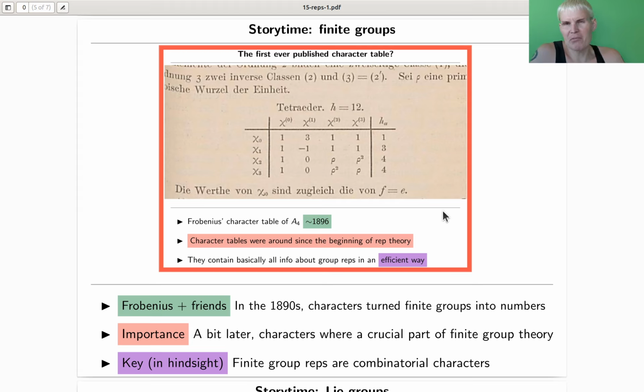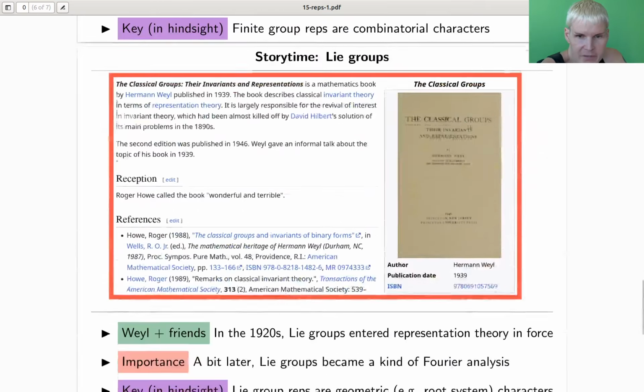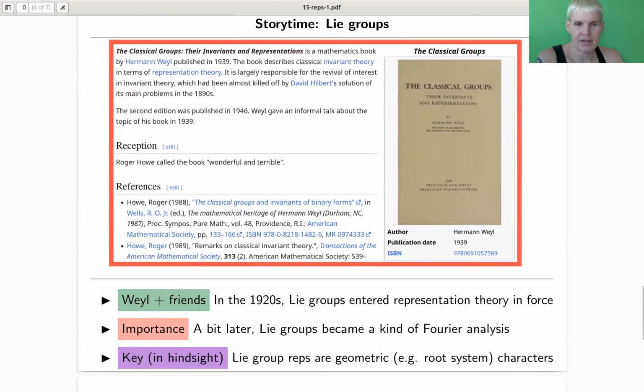Cool. So people started with finite groups because finite groups are finite. Sounds very easy, but actually Lie groups are easier. It's kind of strange, but it came up later. Story time. Lie groups. Roughly in the 1920s, in parallel to quantum mechanics, essentially.